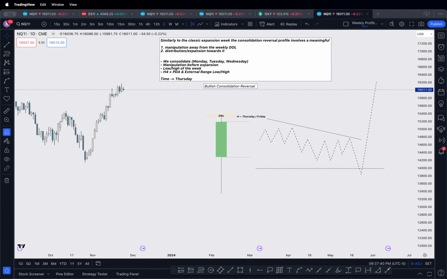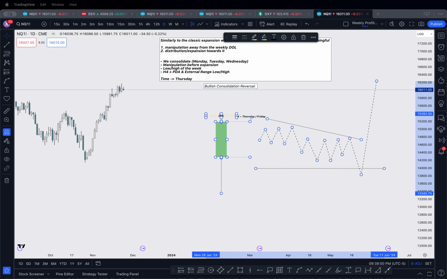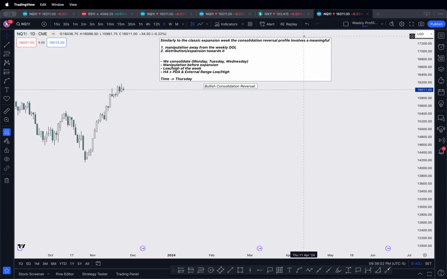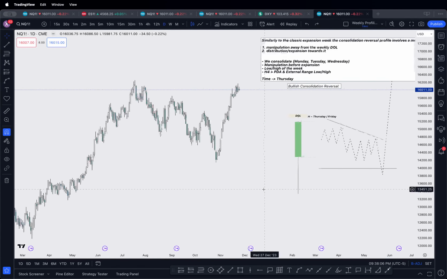Just in terms of the news, we're expecting news on Thursday and Friday. Yes, mostly we want the high impact news day to be on the Thursday, right? The first day of high impact news would be the day where we manipulate into the PD array and then expand away from it. Make sense? Yep. Okay, let's keep that there.